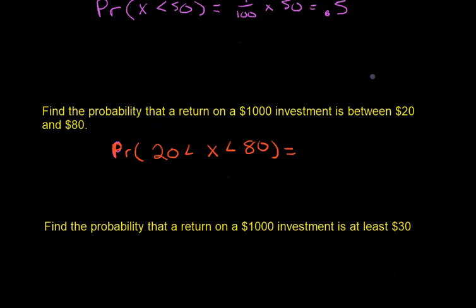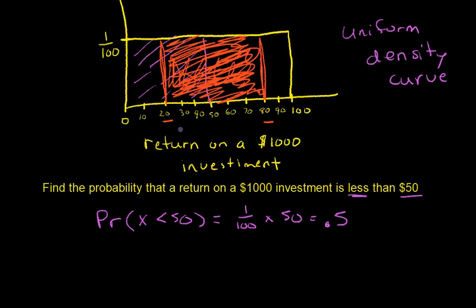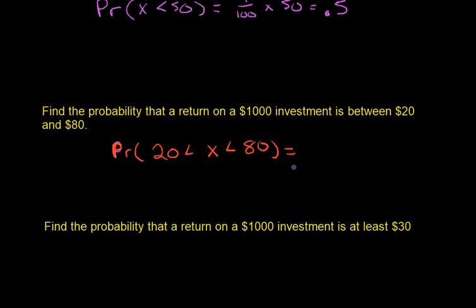What's the width of this? It looks like it goes 60, because counting from 20: 30, 40, 50, 60, up to 80. And the height is still 1 over 100. So 60 times 1 over 100 is 0.6. The probability that return on investment is between $20 and $80 is 0.6. So 60% of the people who put in $1,000 will get a return on investment between $20 and $80. It's pretty good.